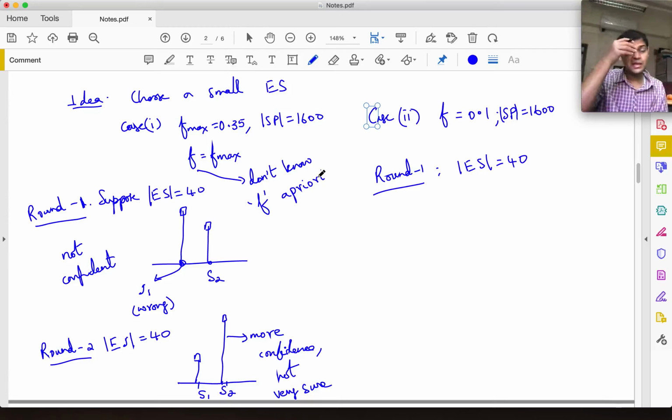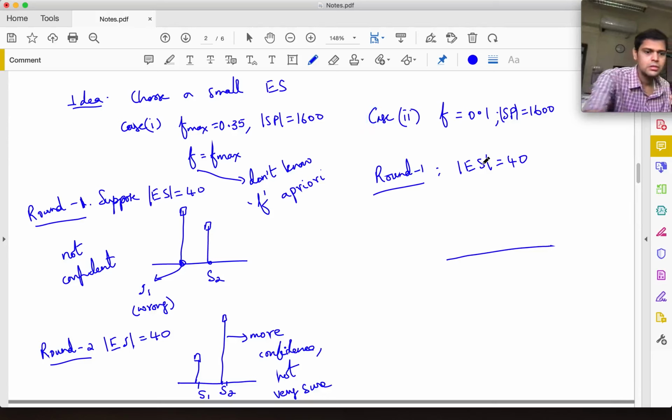So we are designing and we are guaranteeing that even in the worst case of f is equal to f max, we are going to get, with probability 1 minus beta, the correct answer. Okay? But what happens if f is much smaller? What is going to happen is that even in the first round, we might see S2 getting a large number of votes.